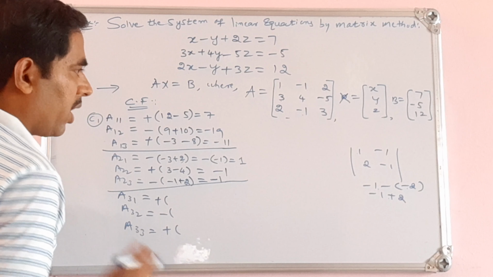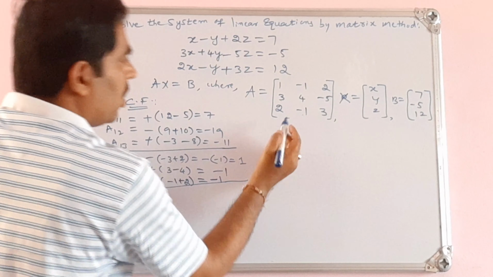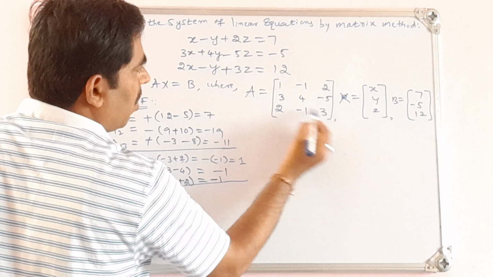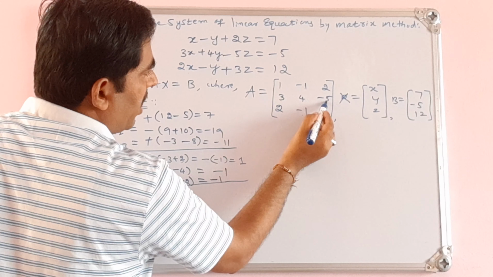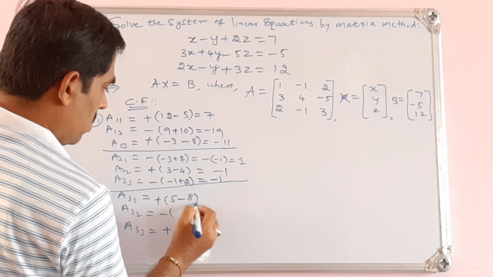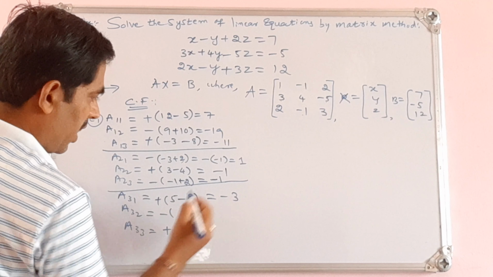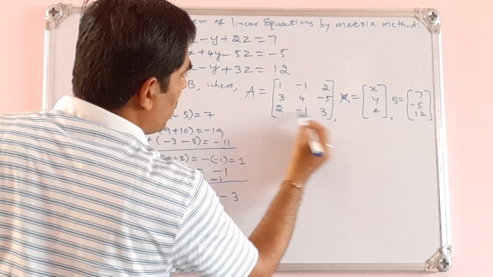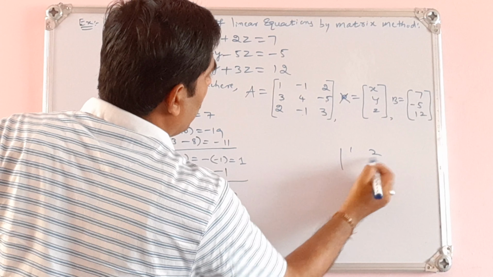So we are left with the last row. What is the cofactor of 2? You leave this row and this column. Minus 1 into minus 5 is 5, minus 2 into 4 is 8. So 5 minus 8, that is minus 3. Then consider this. Leave this column and this one. 1, 2, 3, minus 5.